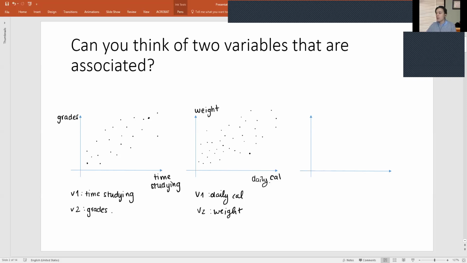directly associated. So over here, for both of these cases, what we have is that if the number of daily calories, for example, increases, then the weight should also, that should be associated with an increase in weight. Right here, if the time studying has higher values, then the grades have higher values as well. Now, can you think of any two variables such that if one of the variables increases, then the other one decreases? Anyone?